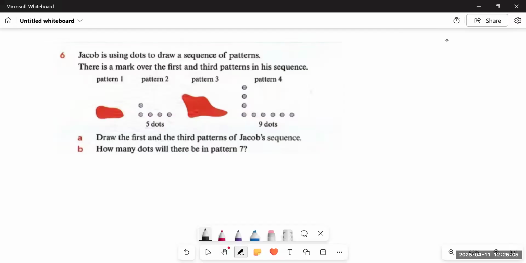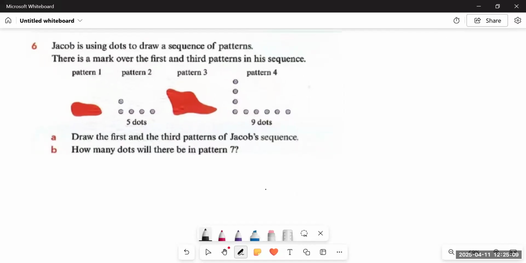Now, if we talk about question number 6, it says Jacob is using dots to draw a sequence of patterns. There is a mark over the first and the third pattern in his sequence. That is, it's missing. It's not part of the pattern. We have to find out how many dots would be in the missing patterns. So we have to look at the number of dots in pattern number 2 and pattern number 4. There are 5 dots in pattern number 2, and there are 9 dots in pattern number 4.